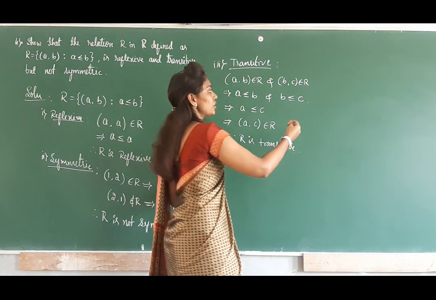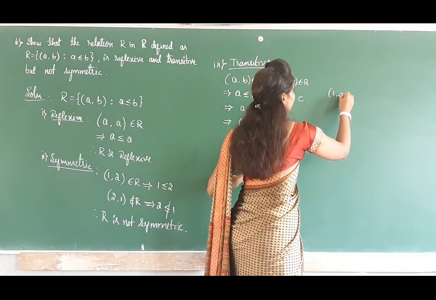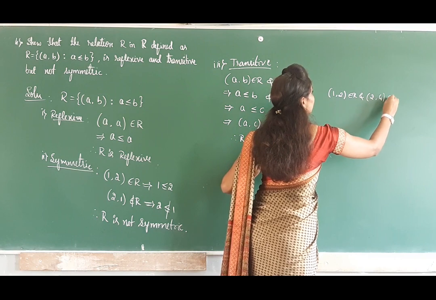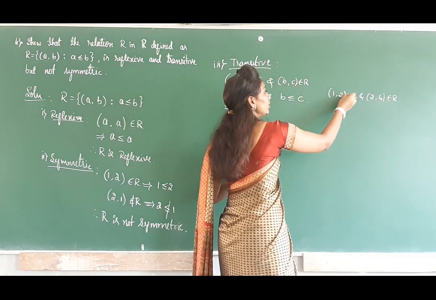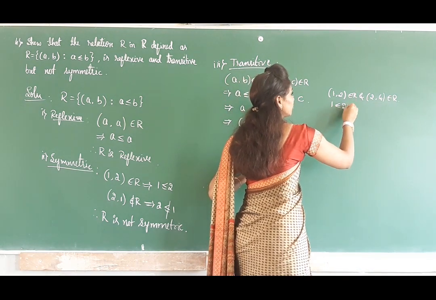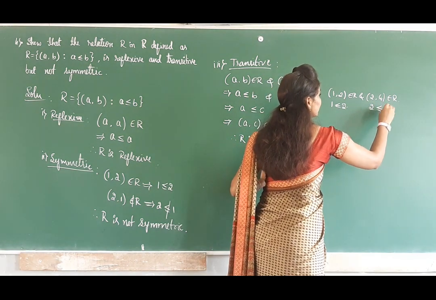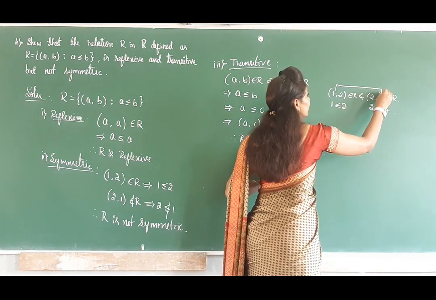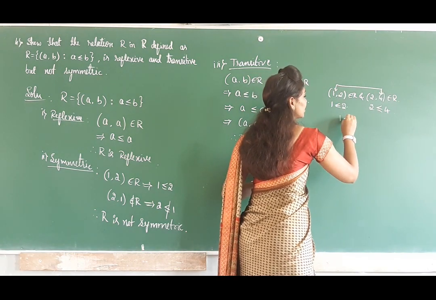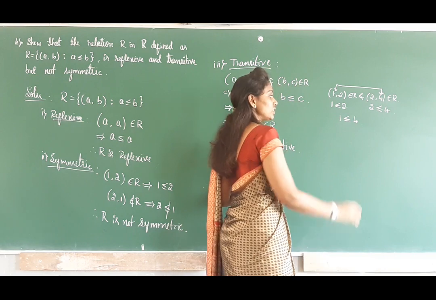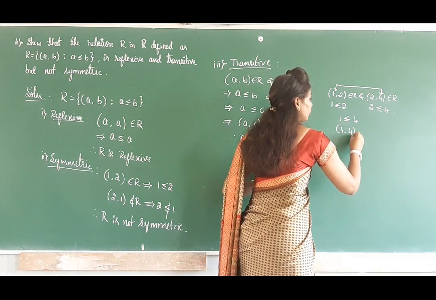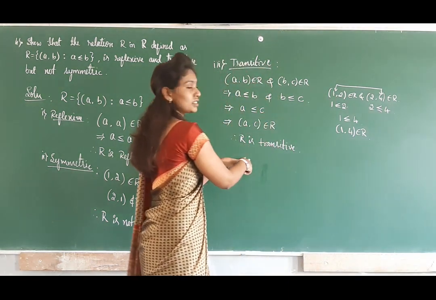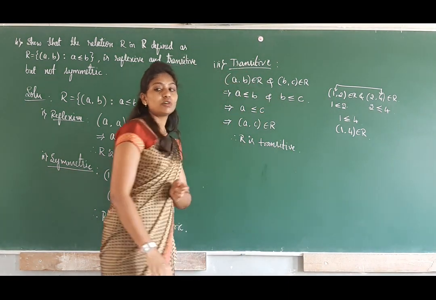I will give an example for this. (1, 2) belongs to R and (2, 4) belongs to R. (1, 2) belongs to R means 1 is less than or equal to 2, and (2, 4) belongs to R means 2 is less than or equal to 4. Obviously, the first element and last element satisfy 1 is less than or equal to 4. This is also proved, so (1, 4) belongs to R. Is it clear? Go on to the next question.